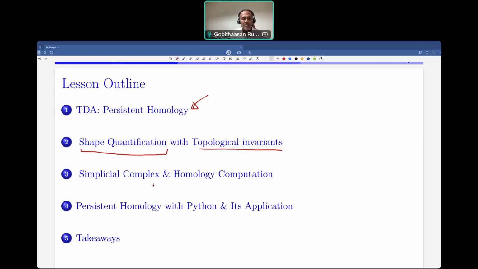Next, with a given point cloud, you have your data set in the form of a tabular form or a table. So we are going to construct simplicial complexes at various levels. Okay, and then from these various levels of simplicial complexes, we're going to do homology computation. So homology computation has got to do with shape quantification, which we will look at later. And finally, we will look at the Python package where we can run persistent homology and do machine learning. Okay, so that would be the content of this talk.